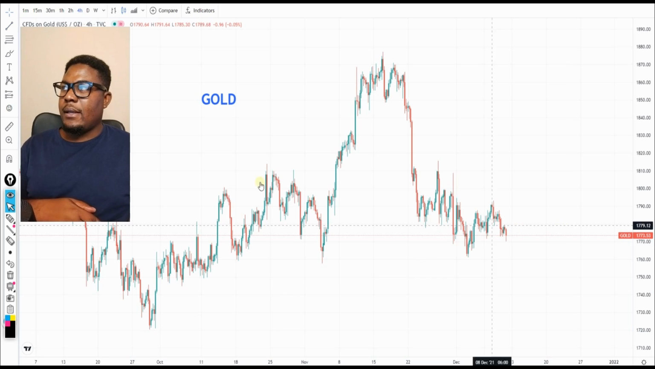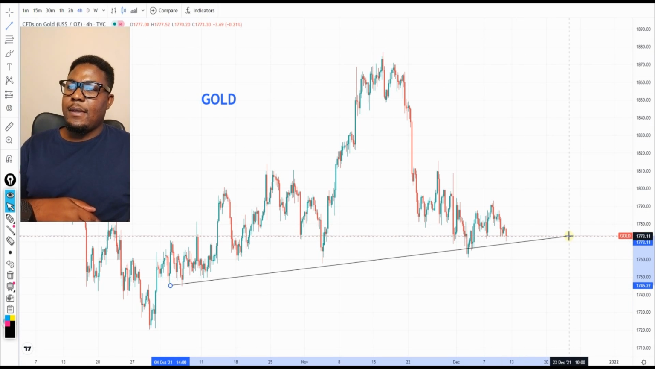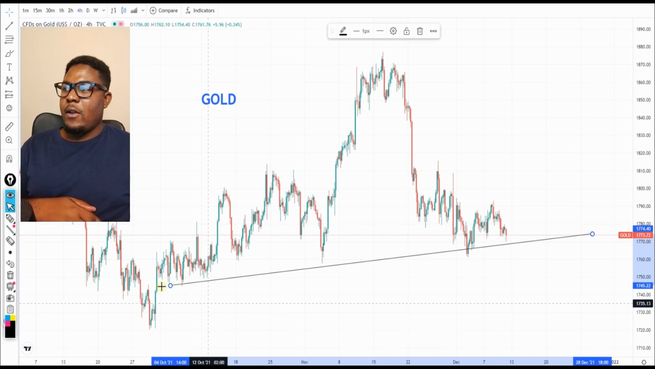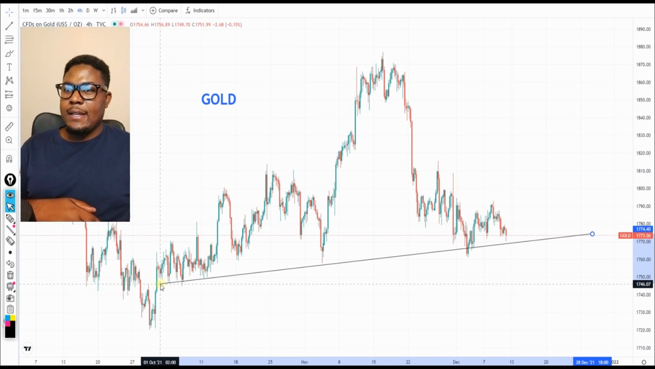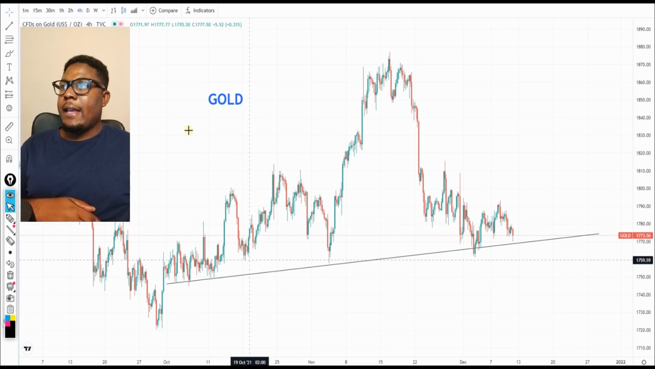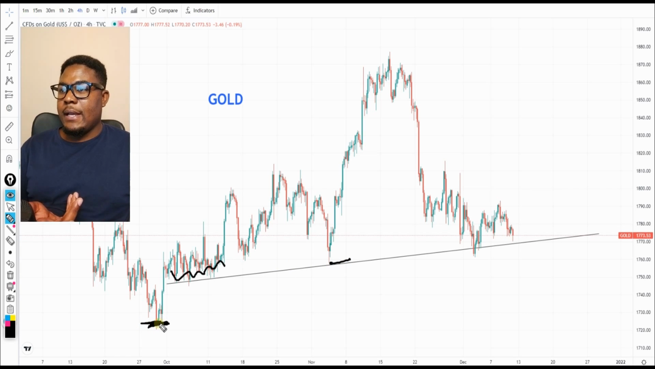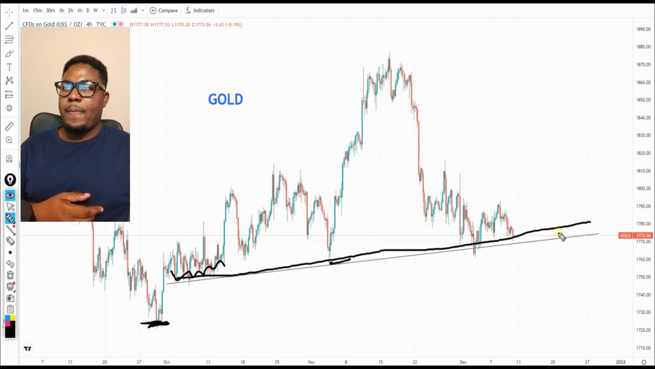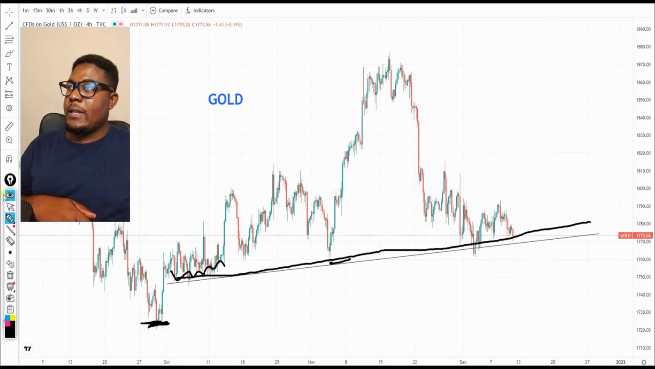Am I doing this correct? Let me try again. Yeah, something like this. Why do I say something like this? Because I can't just skip all these areas here and try to connect this one. This one is old, guys. Now it's older, so I need to connect to the recent candlesticks. I hope you understood that.